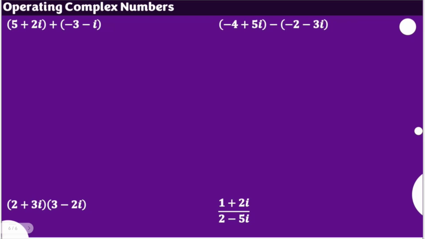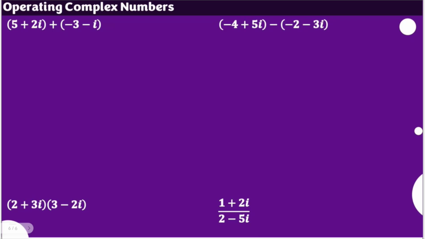Let's try to operate on the following complex numbers with their respective operations. The first one is to add them, the second is to subtract, the third is to multiply, and of course the fourth is to divide complex numbers. Now you can use the formulas presented in the previous videos, but of course you could always try to apply the necessary processes here. Let's start with the first one.